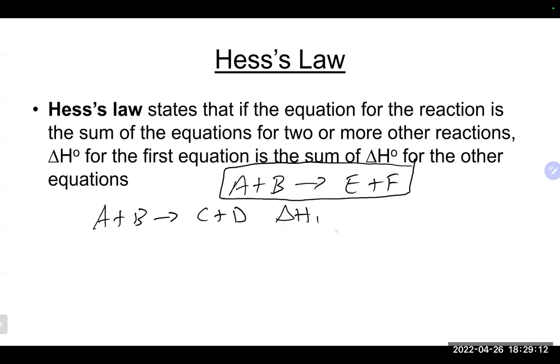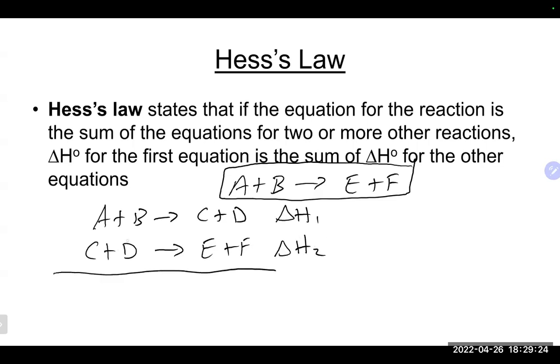Maybe there's a delta H value associated with it. And then maybe the next thing that happens is C plus D makes E plus F, where there's a delta H associated with that. If you take this reaction and add it together, much like all of the times we've added reactions, anything on opposite sides of the arrow that are the same can either cancel or reduce down. So C and C would cancel, D and D would cancel, and that would get you A plus B gives me E plus F, which is the goal reaction of what I'm looking for.